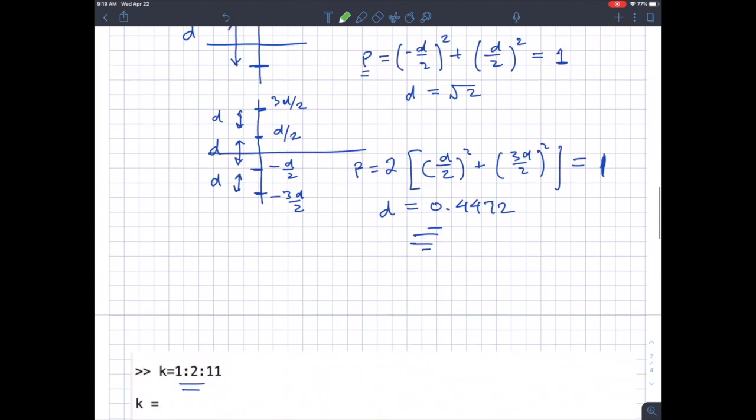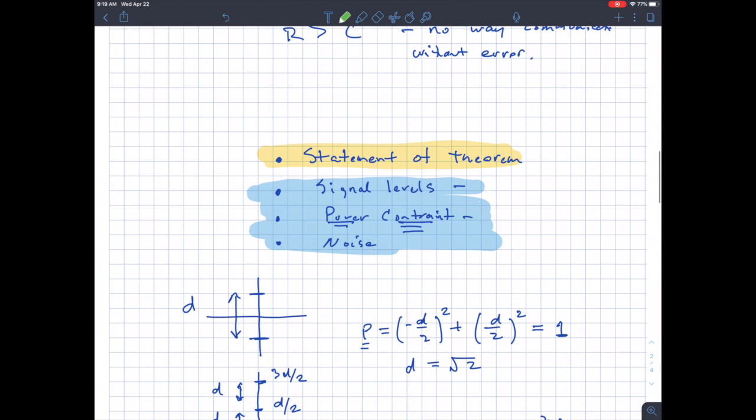I think that covers this. We've talked about signal levels, we talked about a power constraint, and that if you have too much noise, you start to close the eye diagram, so there are no distinctions between the signal levels once you send the symbols through the communication system. Off to the next step on the channel capacity theorem.